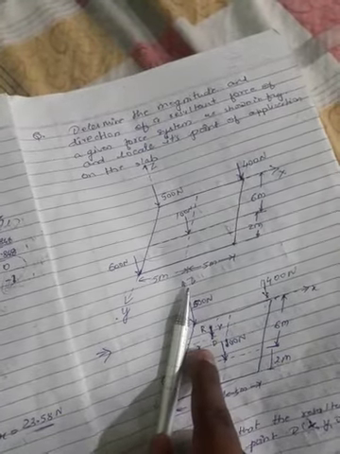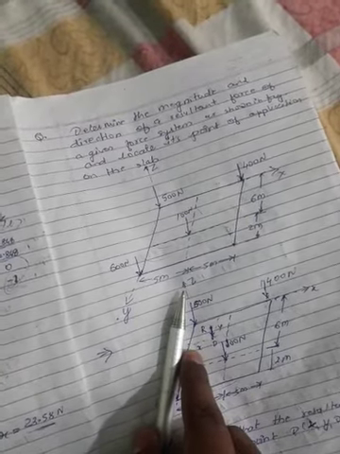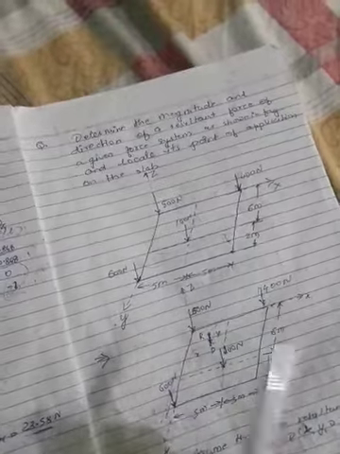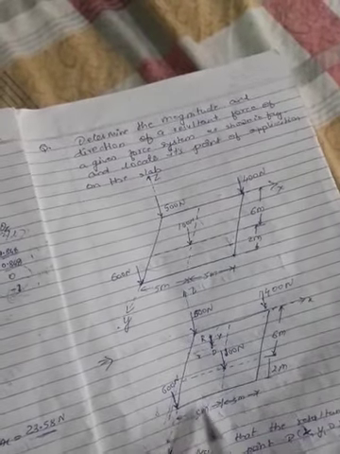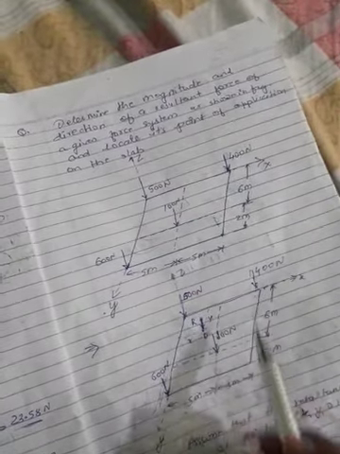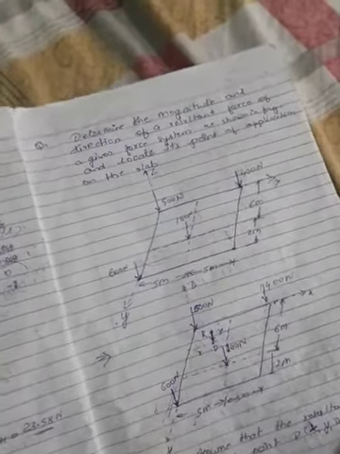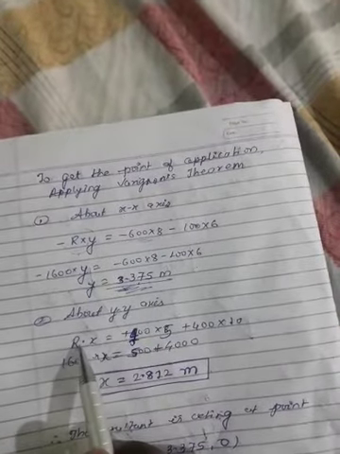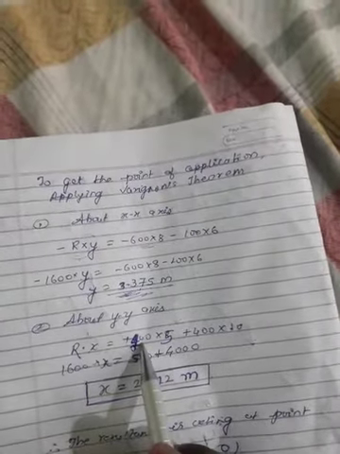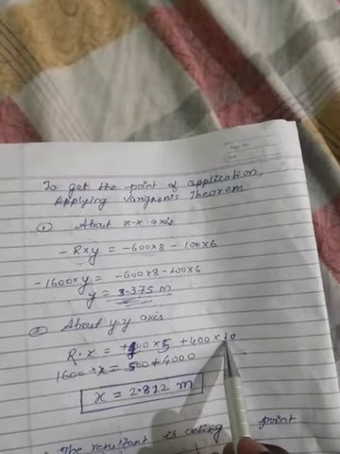For that, the distance is the perpendicular distance x for the moment about the y axis. For this 100 Newton, the x distance is 5 meter. For this 400 Newton, the x distance is 10 meter, and all the forces will rotate clockwise. So now I am applying Varignon's theorem about the y axis. All are rotating clockwise, so R into x, 100 into 5, and 400 into the perpendicular distance 10.